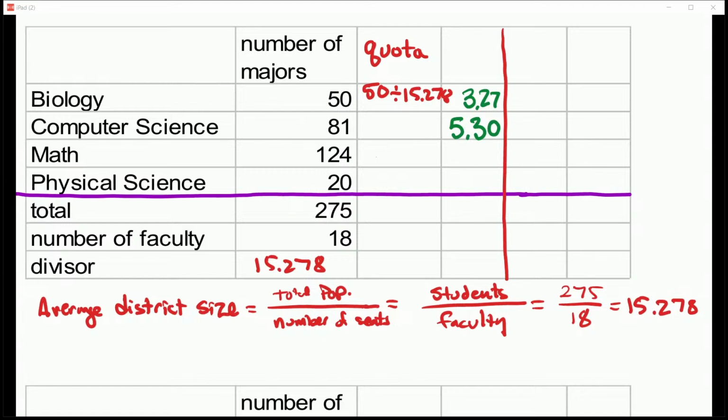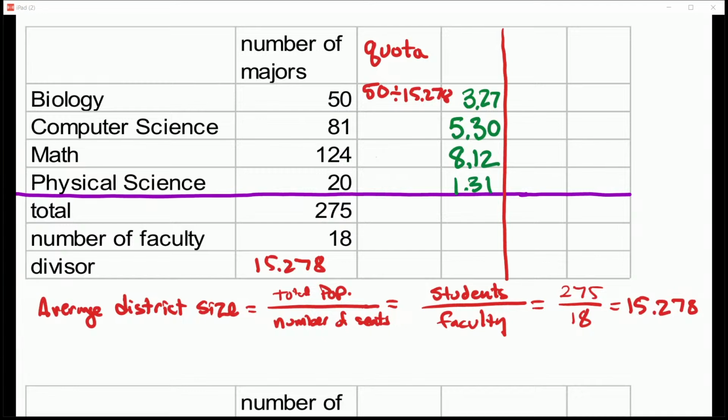This Hamilton did something that some of you did last time. And so let's do math. Who did math? Did you guys do math over here? 124, what did you get? 8.12, excellent, thank you. And then physical science, sad, little tiny physical science, what was that? 1.31, wow, so close. So it's important to know which one of those is bigger, because of the next step.